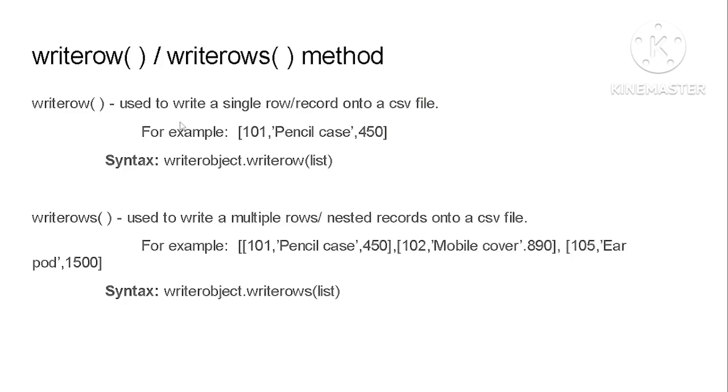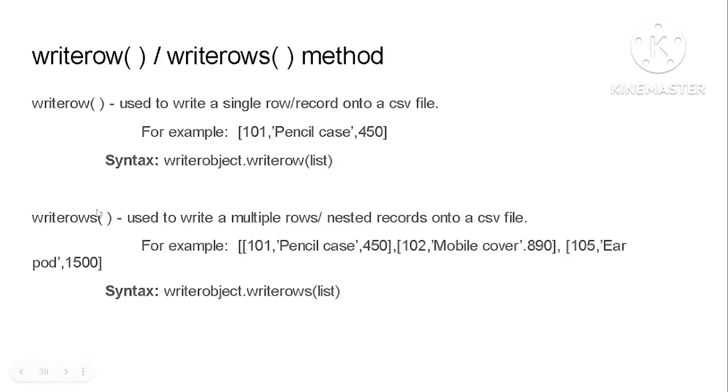For example, if you have a products file, the product ID, name and price together is in a list. To write this single record, you need to use the writerow method. The syntax is the writer object dot writerow and the name of the list which you want to write.